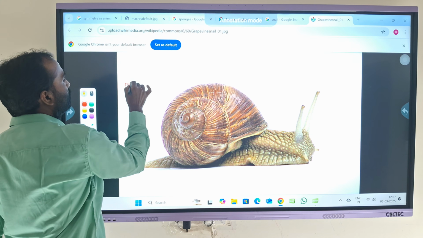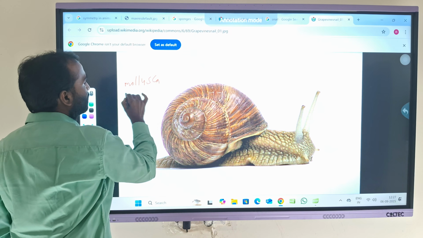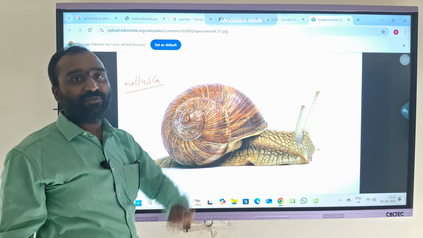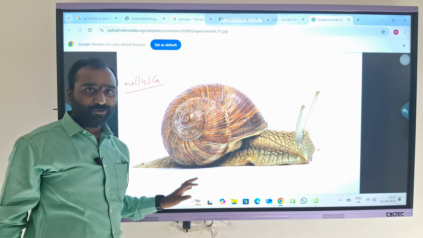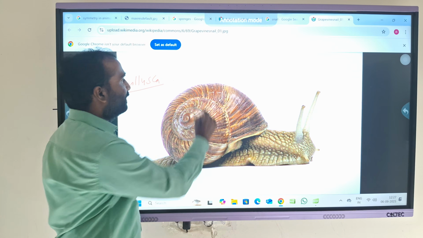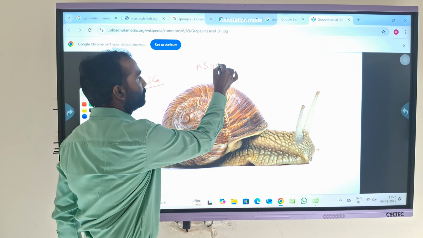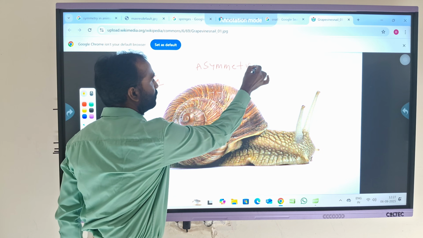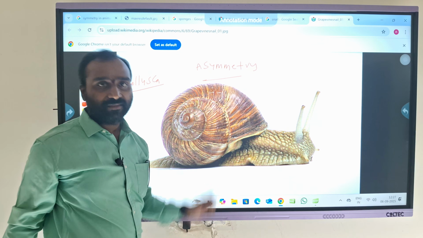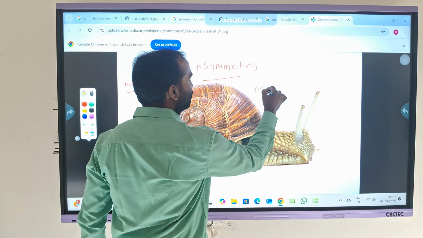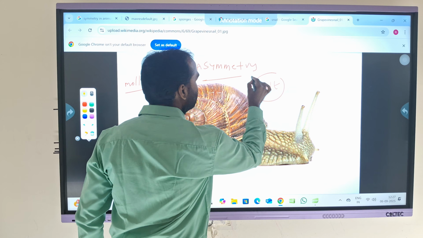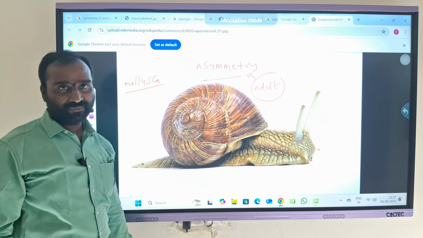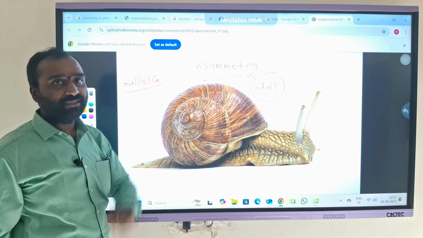It belongs to phylum Mollusca. Then why have I taken the example for this? This is an organism exhibiting asymmetry, right? In the adult condition. So the adult condition is exhibiting asymmetry. Am I clear? Which is nothing but secondarily.